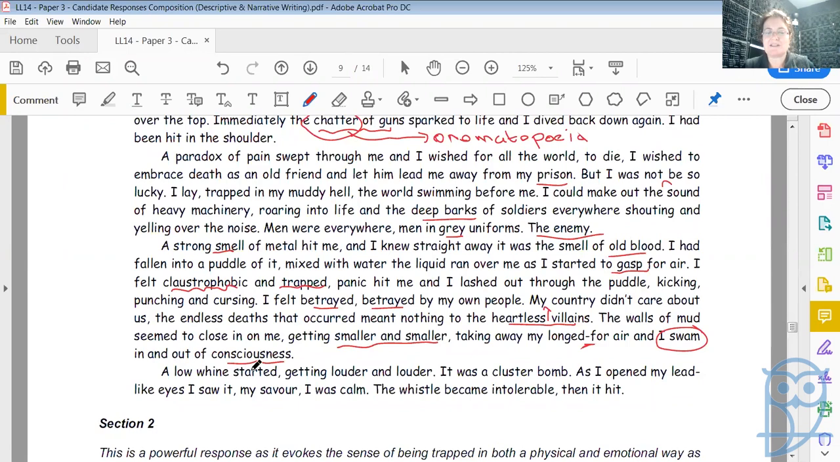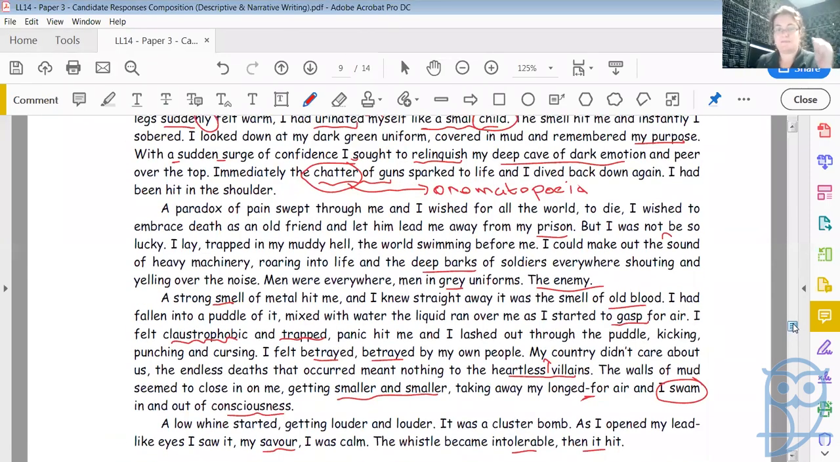"A low whine started, getting louder and louder. It was a cluster bomb. As I opened my lead-like eyes," so his eyes are so heavy and weary, "I saw it. My savior." There's a spelling error. "I was calm. The whistle became intolerable. Then it hit." So kind of ending on a cliffhanger. Did he survive? Did he die? Well, he wrote this, so maybe he survived, but actually it's also just a description of being somewhere, so he could have died, all right? But please note the focus on feelings and surroundings, using the senses.